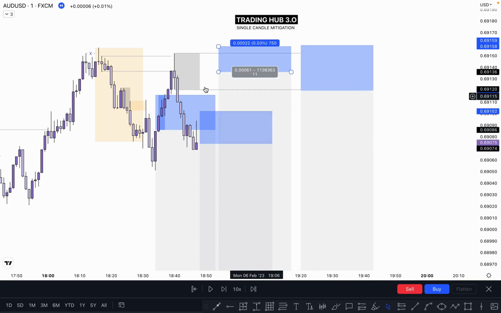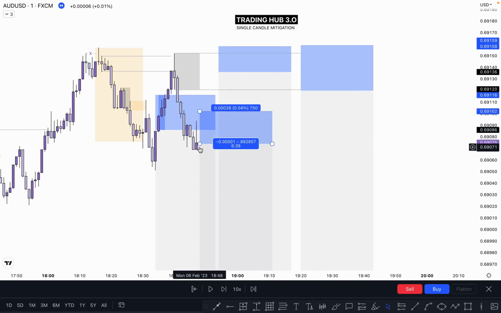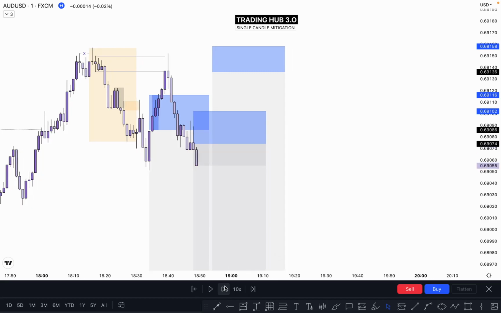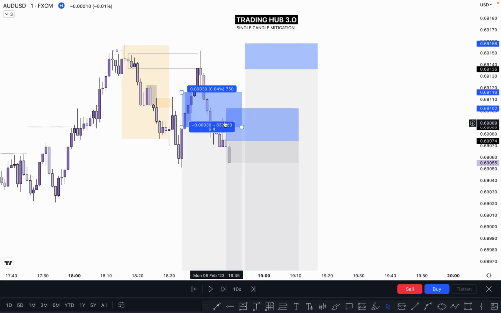What happens if the market creates a single candle order block at this point? So how can you deal with it? Let me delete this one because this one is not mitigated here. Okay, let's see what happens next after this one. All right, as you can see here, this candle has taken out the liquidity. So where is our next order block? This one, correct? This one is our single candle order block.